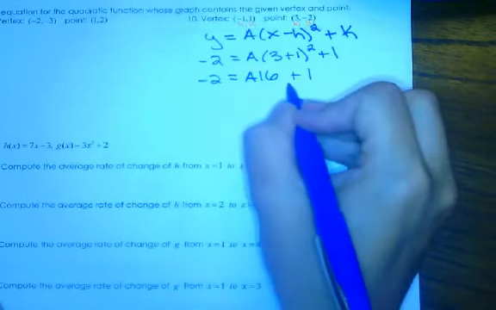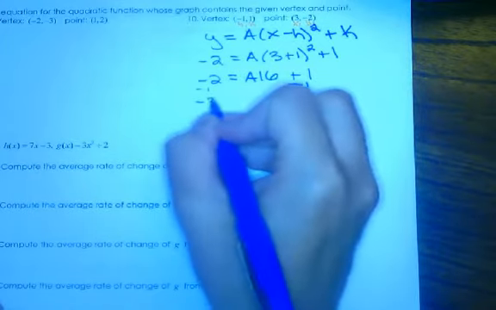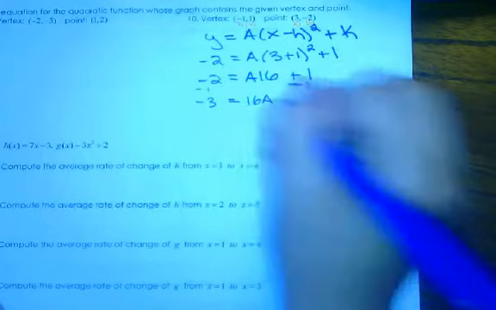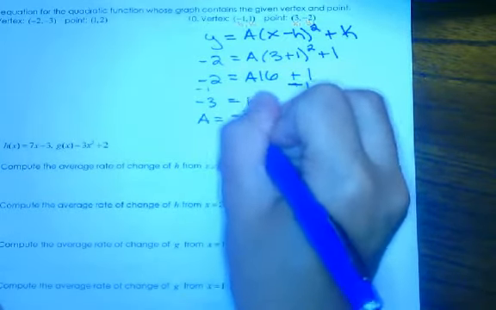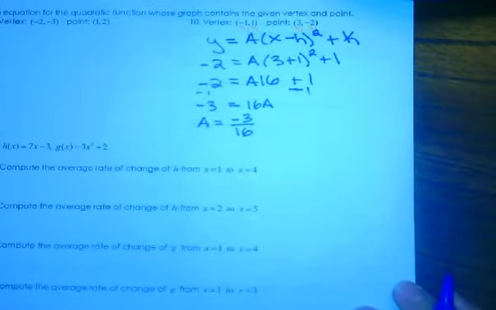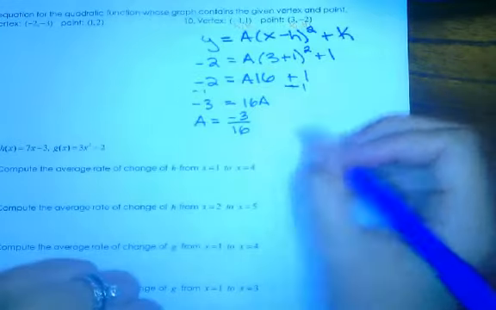So you need to subtract this 1 from both sides. So you get -3 equals 16a, then divide. So you get a equals -3 over 16. It's not the most beautiful coefficient I've ever seen, but it doesn't really matter because all I'm going to do is just plug that back in.